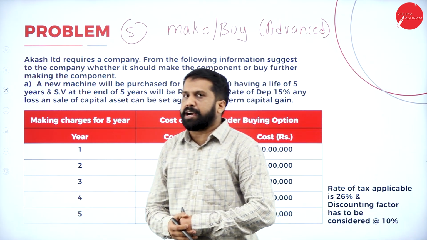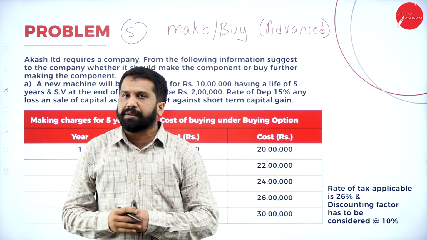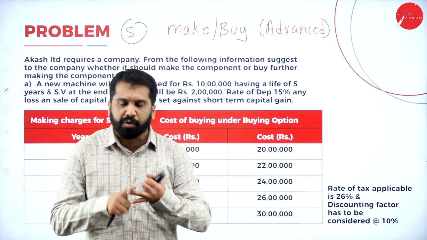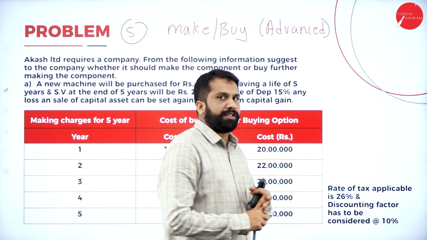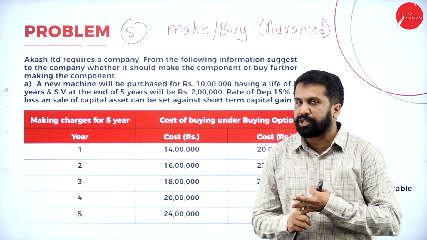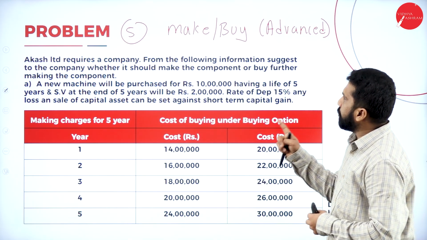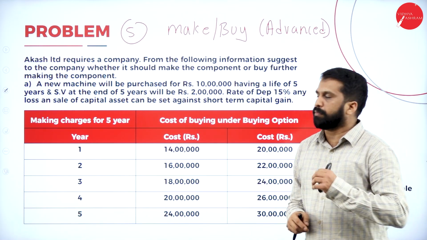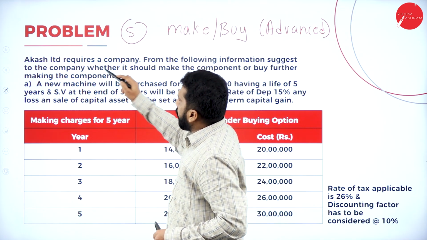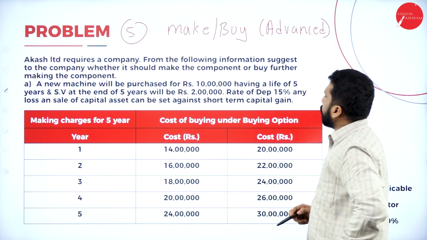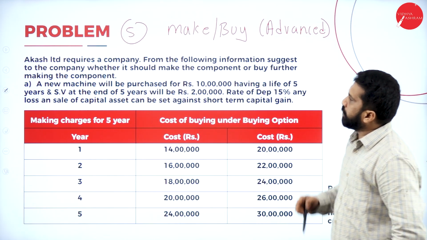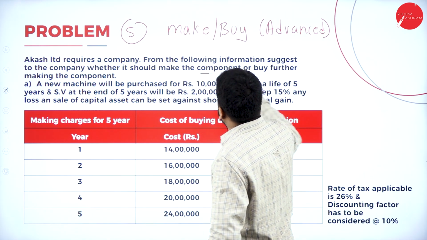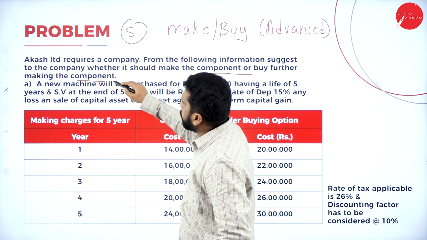You are done with the make or buy decision basic one. We are done with your own fund, borrowed fund, own fund, lease fund. We are done with your first problem. It is like capital structure or budgeting. And now we are doing the make or buy decision advanced problem. Now, Akash Limited requires a component. From the following information, suggest to the company whether it should make the component or buy it.